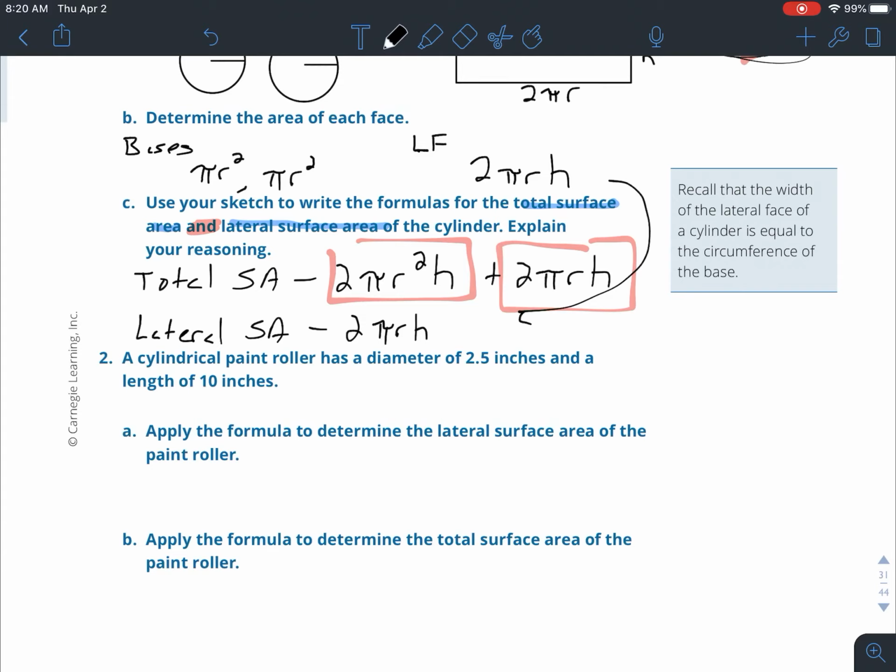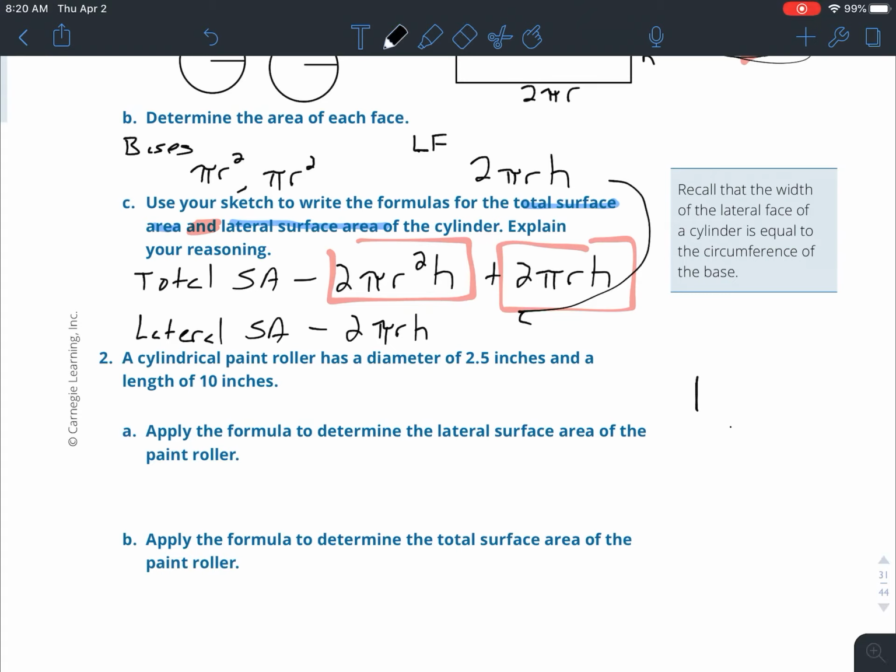Now, we're going to finish up on 2A and B, and then we will call it a day. It says a cylinder paint roller has a diameter of 2.5 inches and a length of 10 inches. So let's look at it this way. I'm going to redraw this to make it look a little bit better. They're talking about a paint roller. For those of you who do not know what a paint roller is, I'm going to put lines like this so you see that goes behind. A paint roller is what helps you paint in your house.